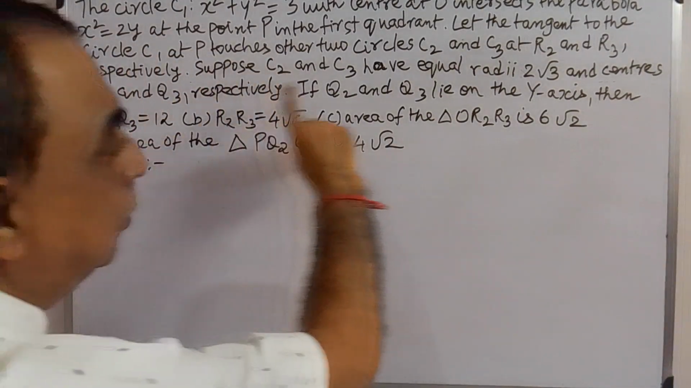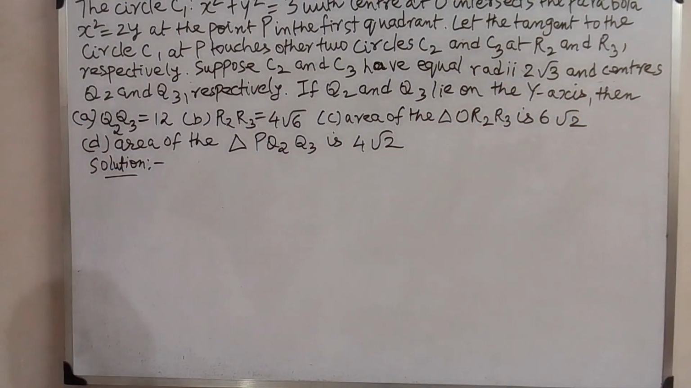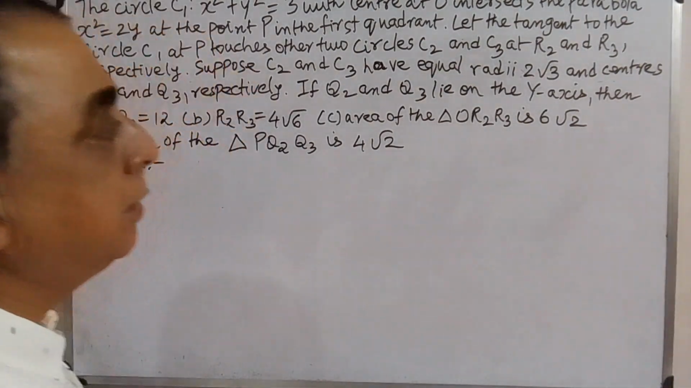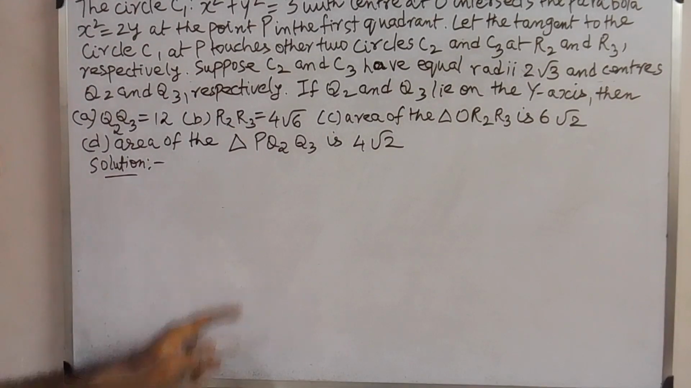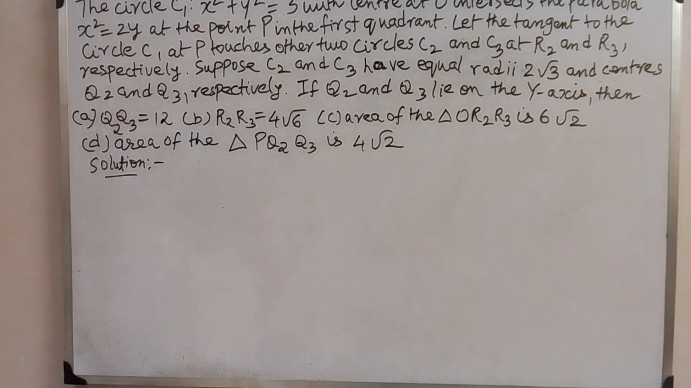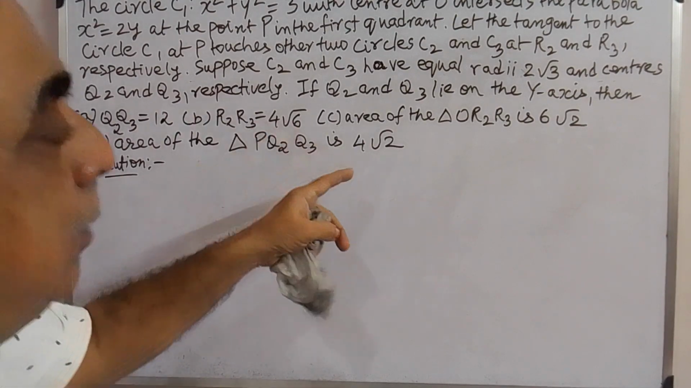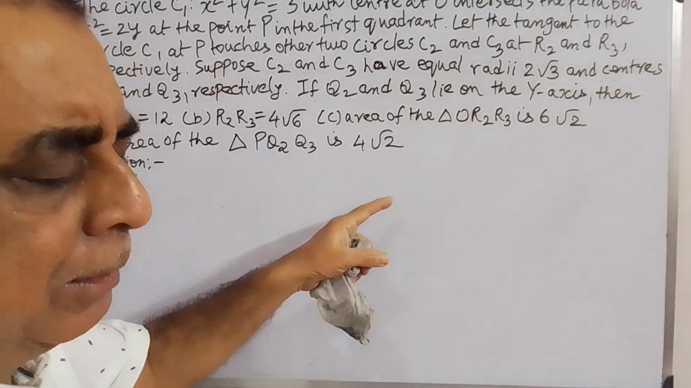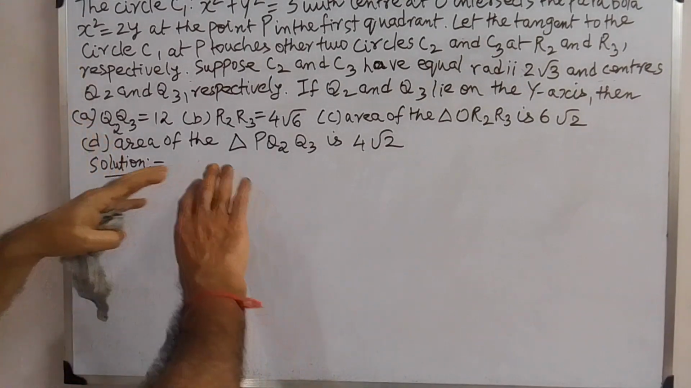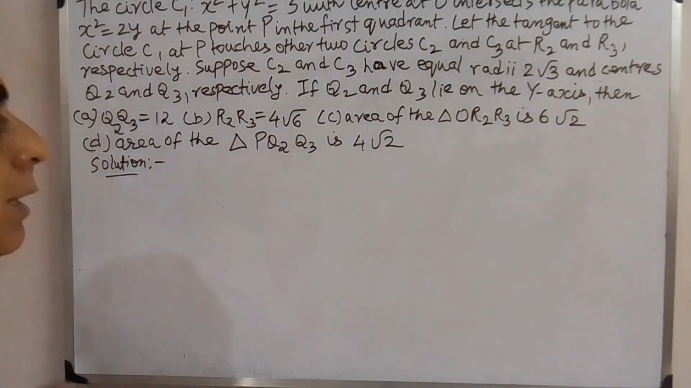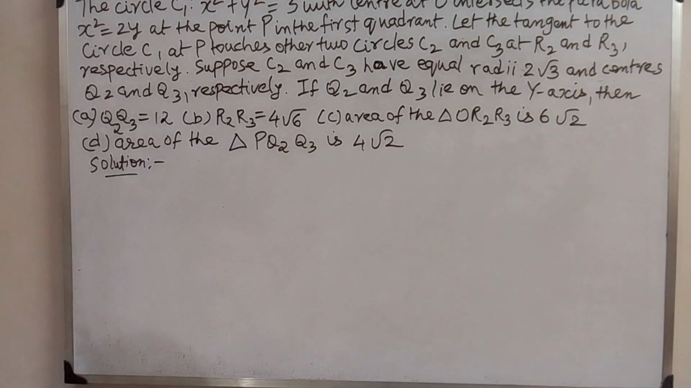Out of these four given options, we are told that more than one option may be correct, so one or more than one may be correct. We have to find all the correct options for the given question. So how will we do the sum? First, be clear about what the sum is saying.